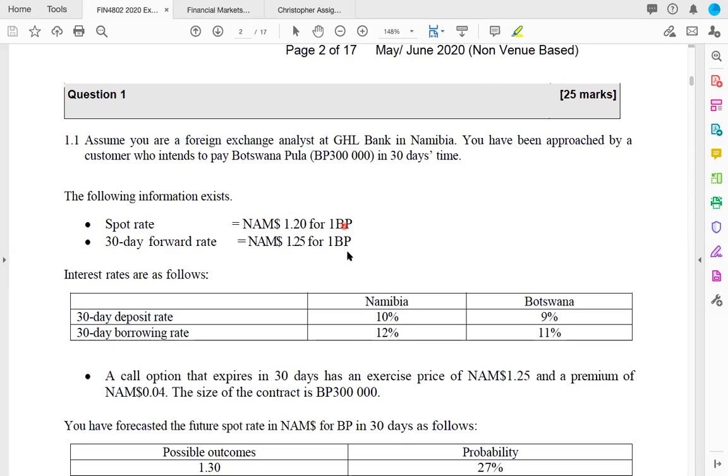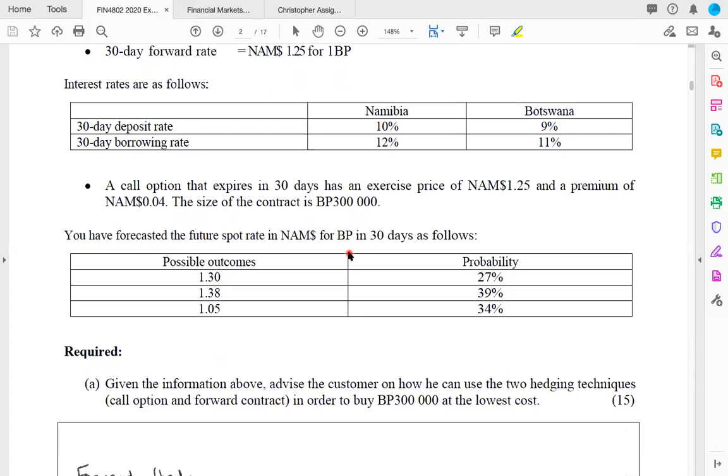And then we're also given information on call options. A call option that expires in 30 days has an exercise price of 1.25 Namibian dollars and a premium of 0.04 Namibian dollars. And the size of the contract is 300,000 Botswana Pula. And then you have forecasted the future spot rates in Namibian dollars for Botswana Pula in 30 days.